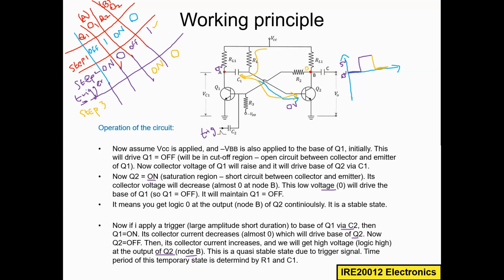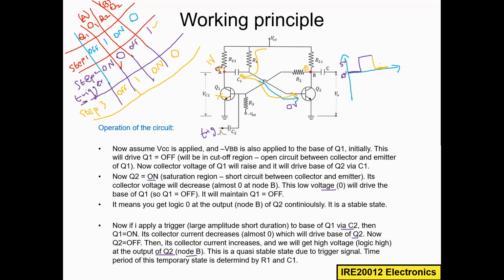This 0 volt will drive the base of Q1, and then Q1 will immediately go off. If it goes off, what will happen? This is an open circuit, so the voltage will accumulate at this node. Then it will become logic 1, the high voltage. This is step 3, and it will maintain this condition.